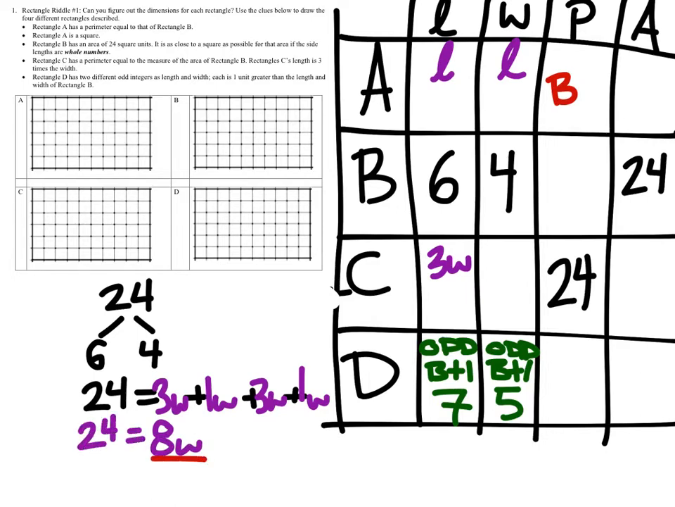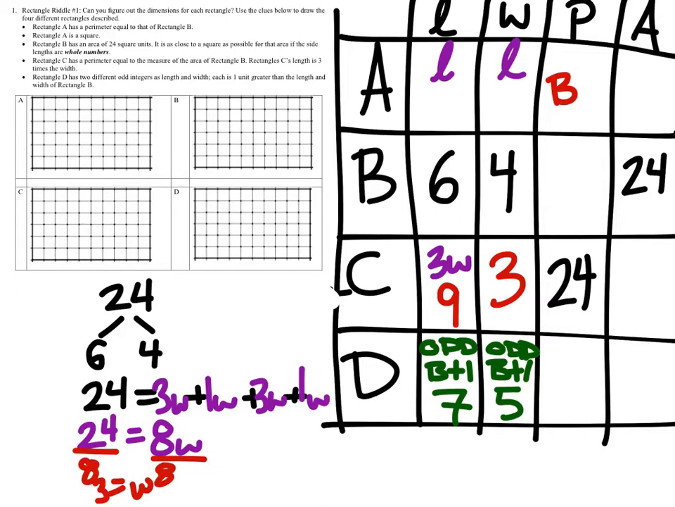So if I wanted to solve for the width, I would divide these by 8, and my width is 3 units. So if the width is 3 units, what is the length of rectangle C? Yes, 9, because it's 3 of the widths. All right. So we're doing pretty good up in here.